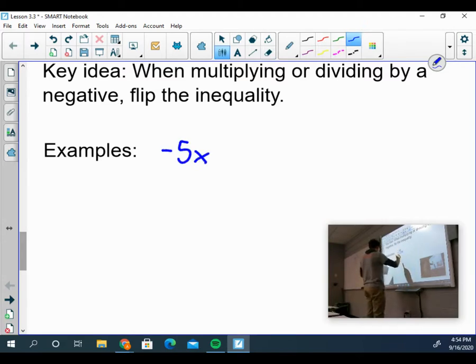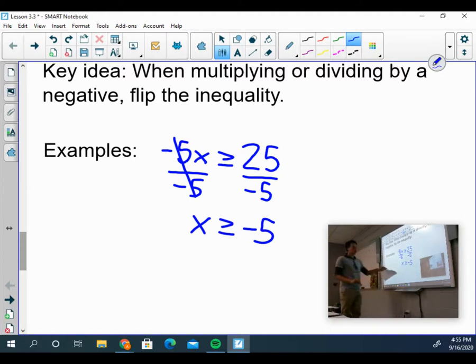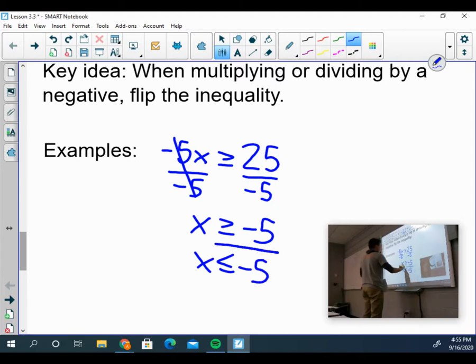If I have -5x is greater than or equal to 25, you all are immediately going to tell me to get x by itself, I need to divide by -5, and you're absolutely right. But when I divide by -5, I come up with the solution x is greater than or equal to -5. If you plug a number larger than -5 back into the original, like 0, for example, it will create a false inequality. So what you must do, because you divided by the negative, is flip that inequality around. This now will produce true math statements.